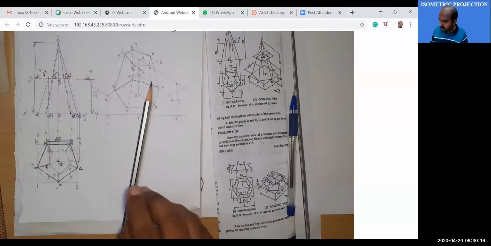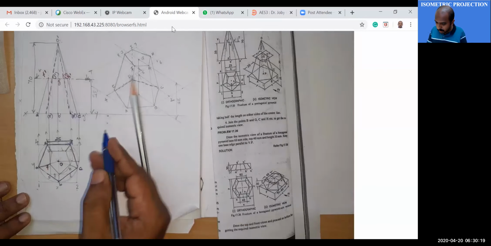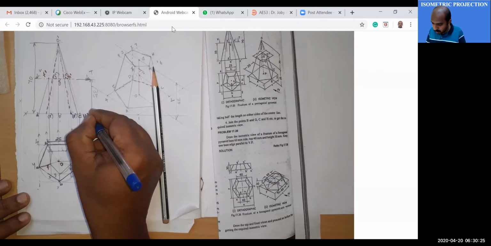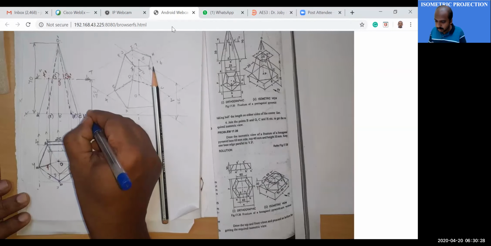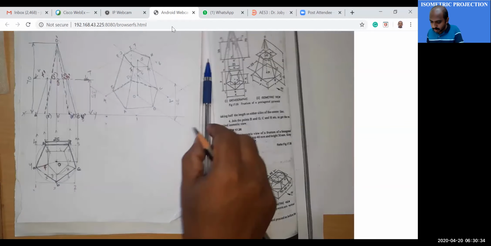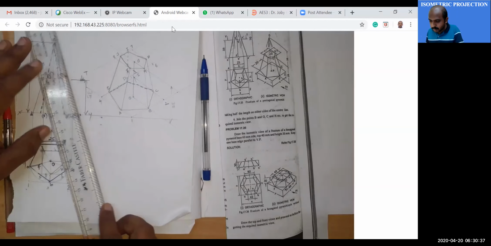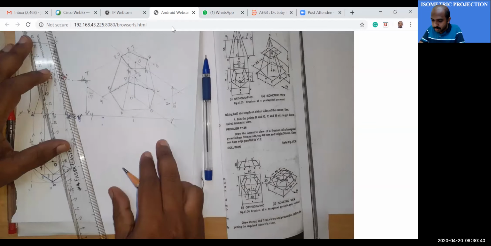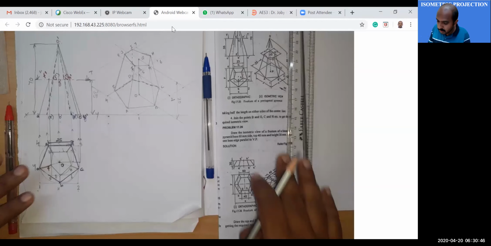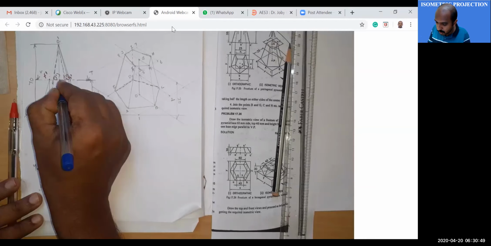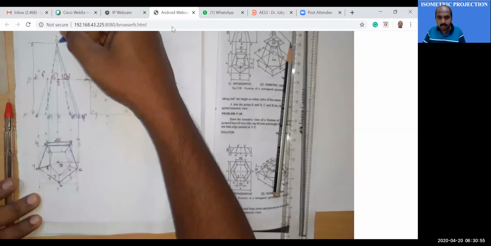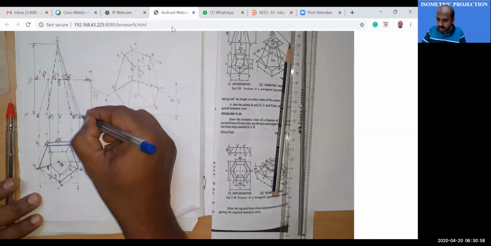That point is your B double dash. Then connect O dash B double dash. I hope you remember this step. Then what do you do? From G dash, you draw a horizontal line that will meet the O dash B double dash line.